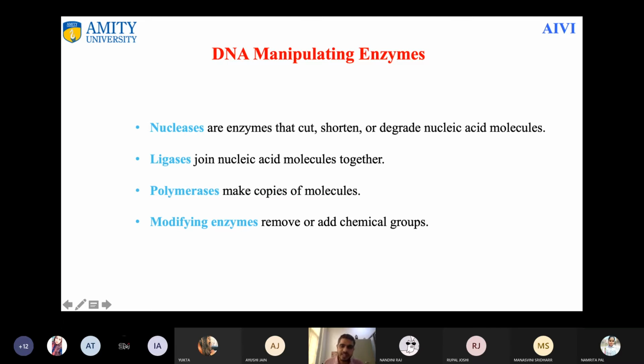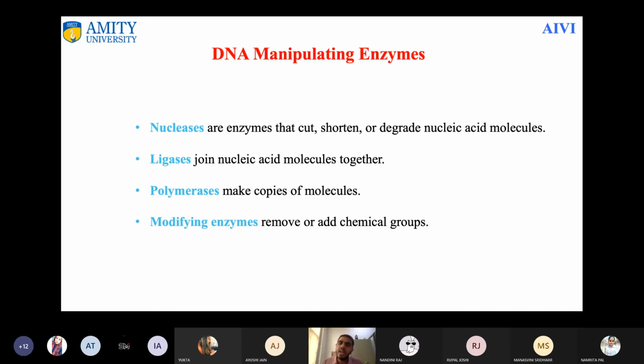And the next class of enzyme, as I mentioned, is the modifying enzyme. A modifying enzyme is one which modifies, meaning it is going to add some additional group. For example, if you want to add a methyl group, which is CH3, over your DNA, or if you want to add sulfur or a phosphate to your DNA, or any group that comes to your mind, not just the methyl.